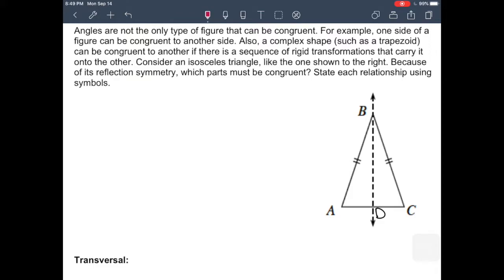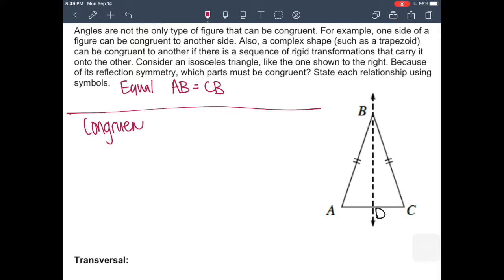Consider an isosceles triangle, like the one shown to the right. Because of its reflection symmetry, which parts must be congruent? See each relationship using symbols. So just real quick, what we would have done before for equal, just as a reference, is we would say this is equal to this. So AB equals CB. So without saying it in words, I am telling you that AB is the same numerical value as CB.